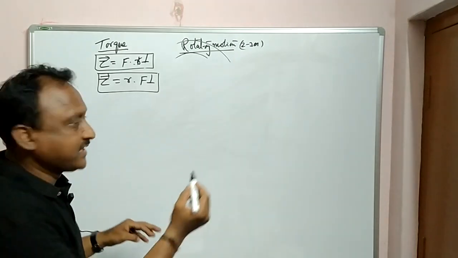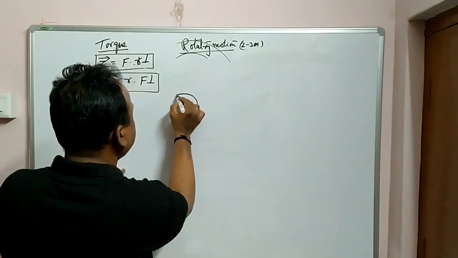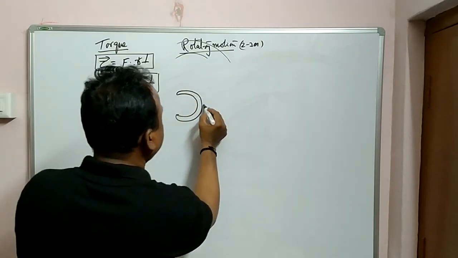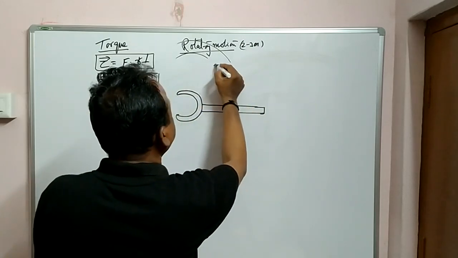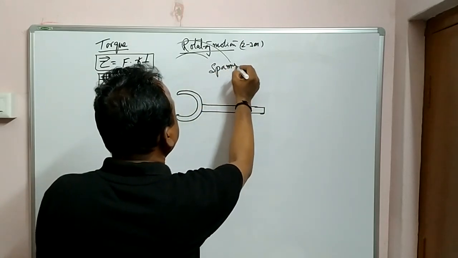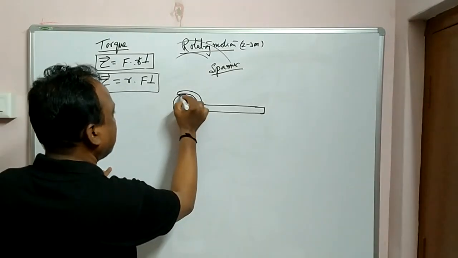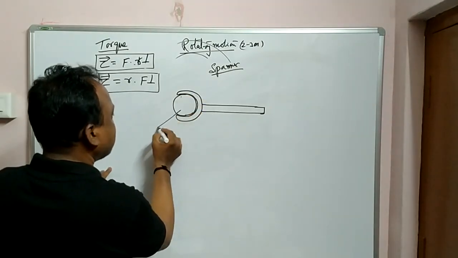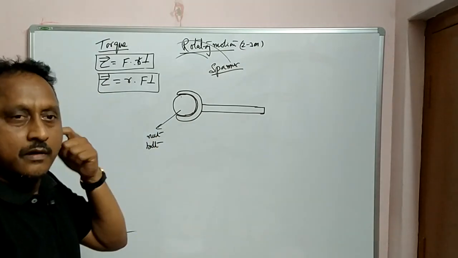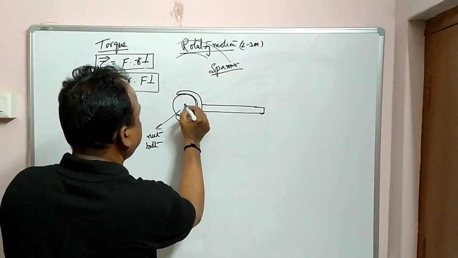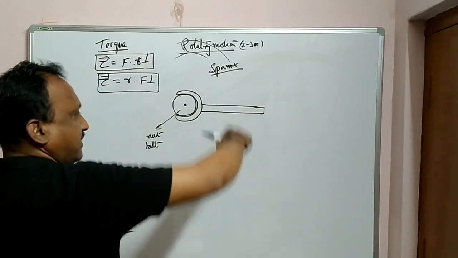For example, take a small spanner. For example, this is a spanner. In this, suppose a nut bolt is kept. This is nut, bolt. Now this is a fixed point here. So with this, the nut bolt can be turned this side or that side.